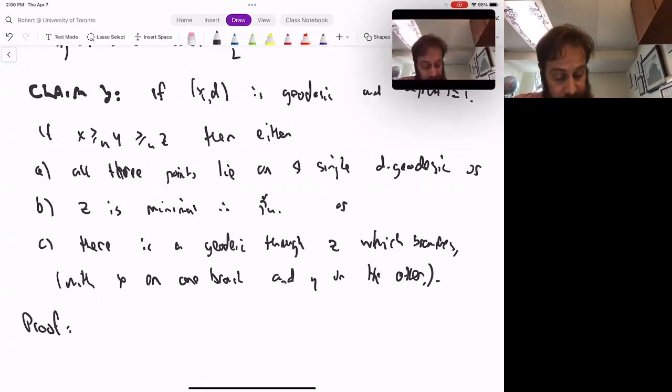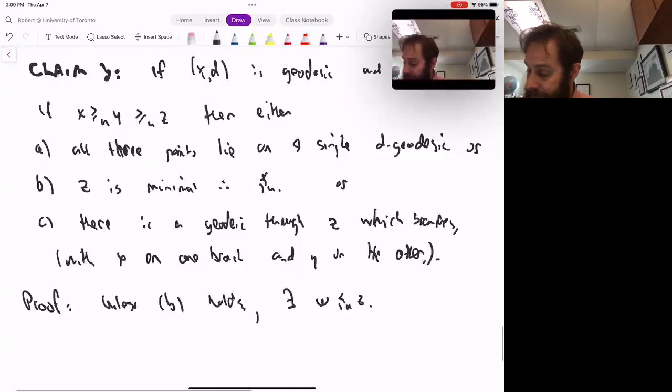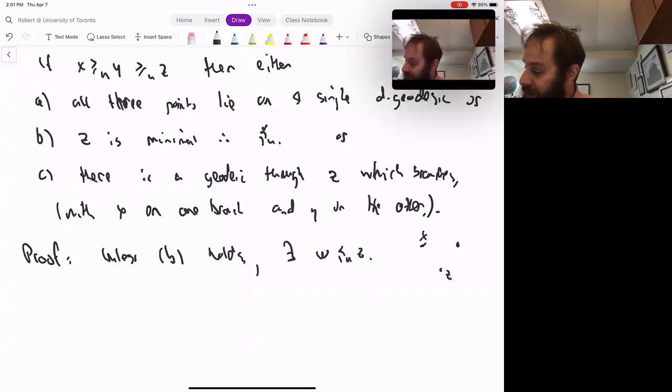So unless B holds, there exists a W which is less than Z in the ordering. And because I'm a geodesic space, my picture is X is bigger than Y in the ordering, Y is bigger than Z in the ordering, and there's a W somewhere else that's less than Z in the ordering. Because I'm a geodesic space, there's a geodesic segment that connects Y to Z, and a geodesic segment that connects Z to X.